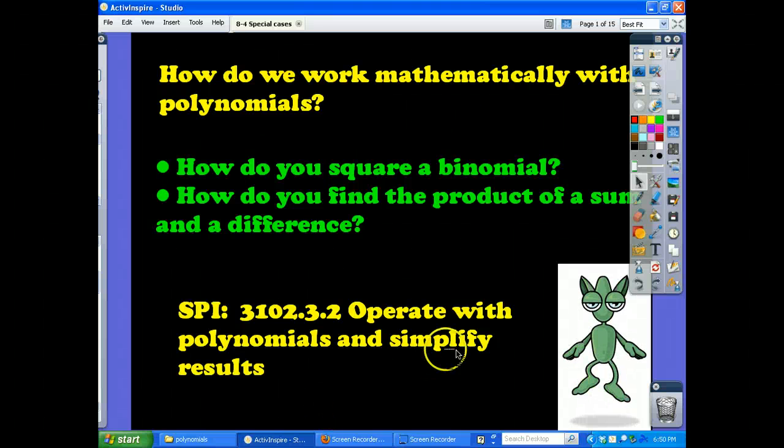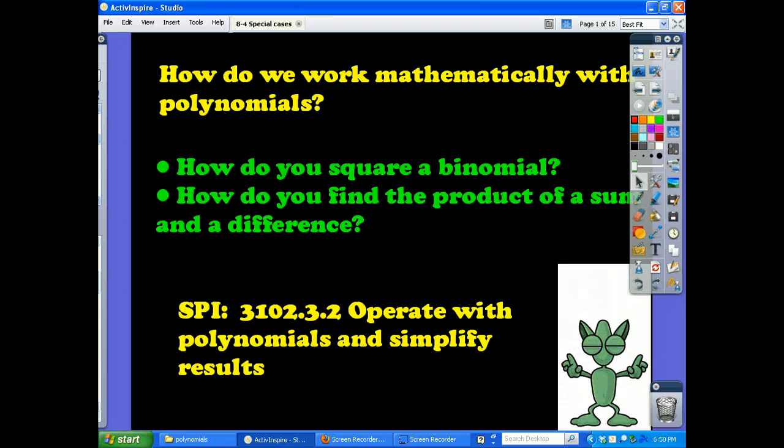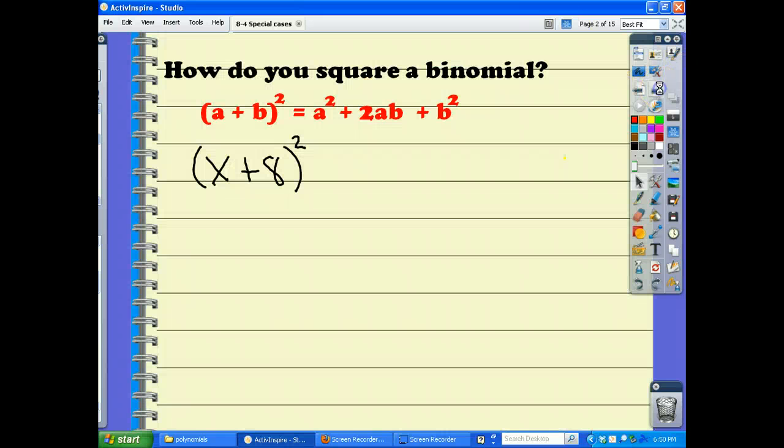All right, the essential question that we've dealt with today, the big unit essential question, is how do we work mathematically with polynomials? And the smaller questions we dealt with and want to answer tonight are how do you square a binomial, and how do you find the product of a sum and difference? With the SPI being 3102.3.2, operate with polynomials and simplify results. All right, so let's just go ahead and get started.